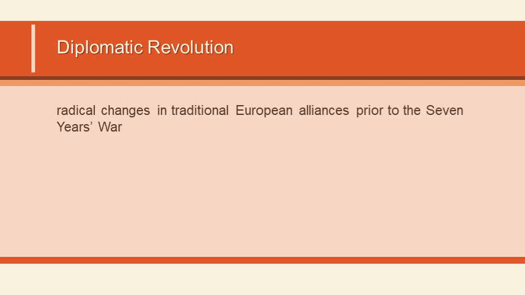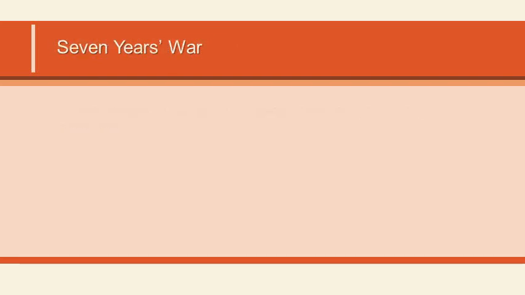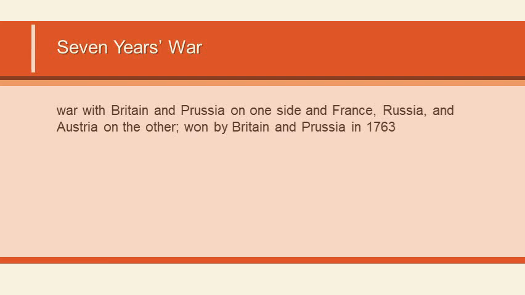So the diplomatic revolution is where you have this shift of alliances because they want to keep Prussia in check. So people that had previously been allied with Prussia now switch. 7 Years' War, Britain and Prussia on one side, France, Russia, and Austria on the other.